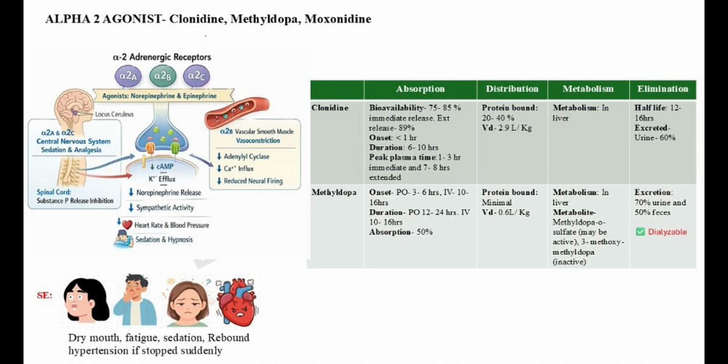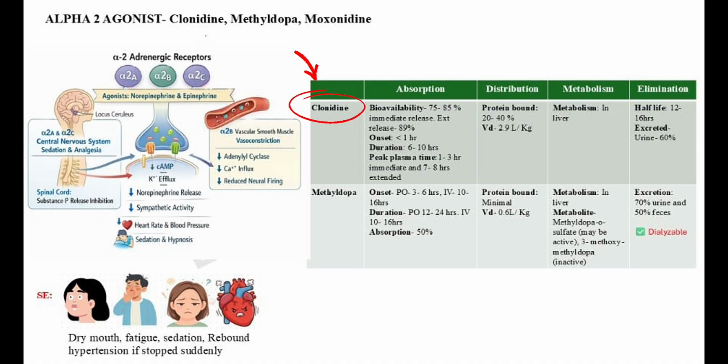Examples include clonidine, methyldopa, and moxonidine. These drugs lower blood pressure by reducing the release of norepinephrine. Common side effects include dry mouth, sedation, fatigue, and rebound hypertension if the drug is suddenly discontinued.